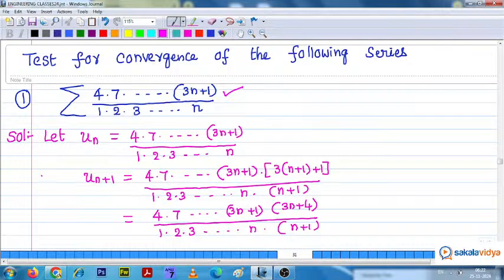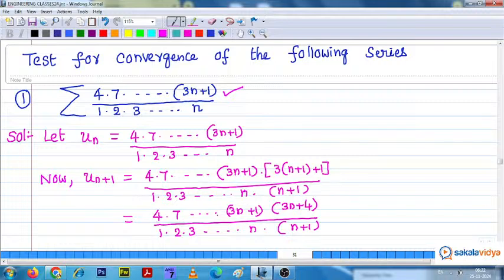Now let us find out un plus 1. So that means in the place of n, write down n plus 1. So 4 into 7 into and so on 3n plus 1. It's very important. Up to these 3n plus 1 terms compulsorily we need to write, and again the next term we need to write. So how do we get the next term? By substituting n plus 1 for n. 3 times n plus 1, upon 1 into 2 into 3 and so on n, and next in the place of n plus 1. So now we need to simplify.